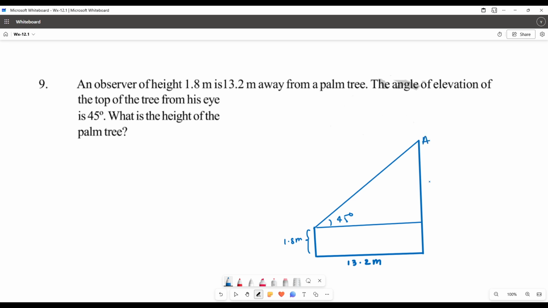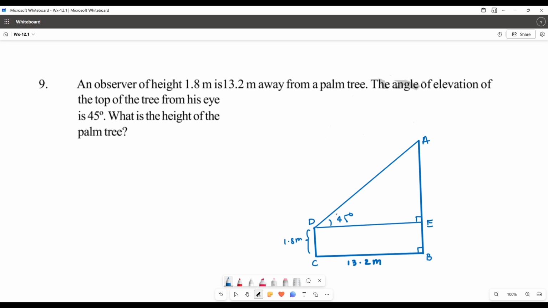Let the height of the palm tree be equal to AB. Next, let the boy be CD. Then let this point be E. So we have a right angle triangle at E. Now to find the height of the palm tree, we have to find the length of AE plus the length of CD, because the length of EB is equal to the length of CD. So if I add both of the lengths, I will get the length of the palm tree.